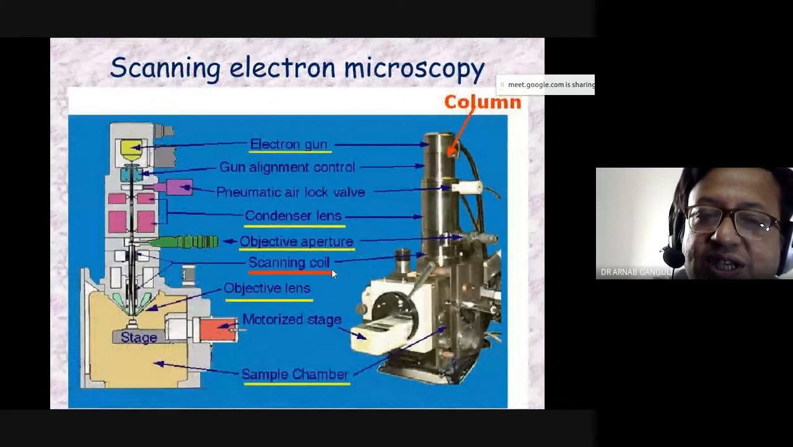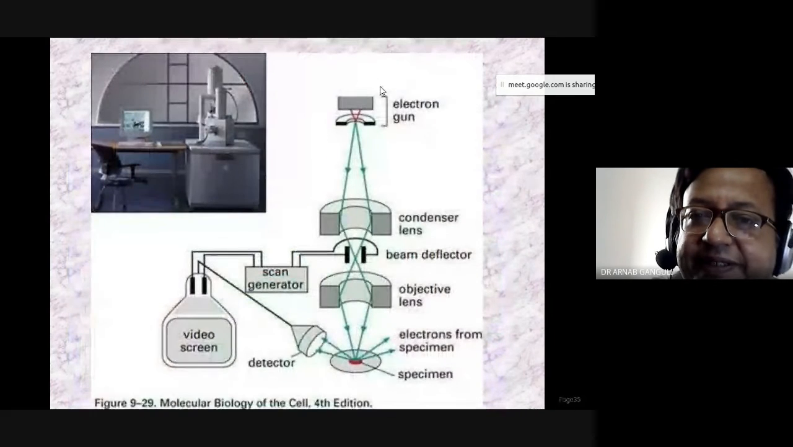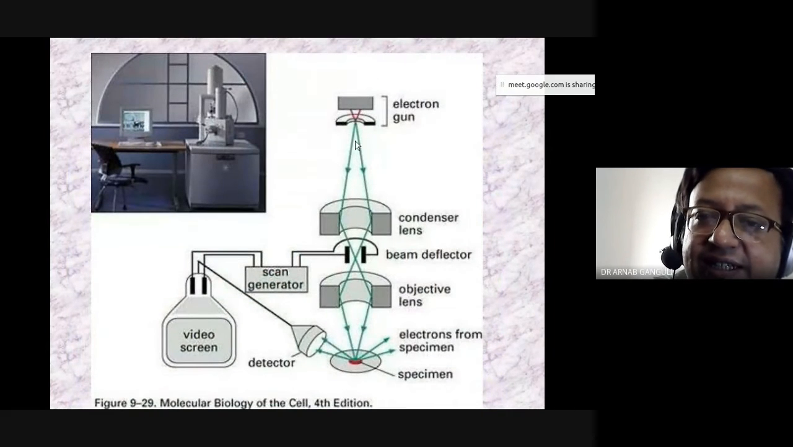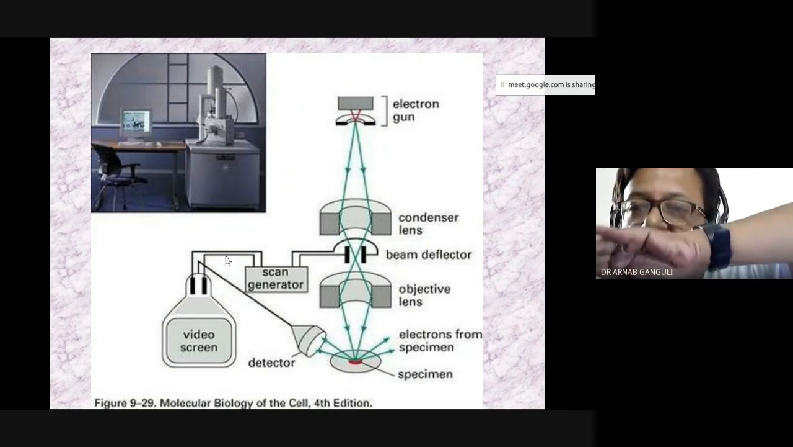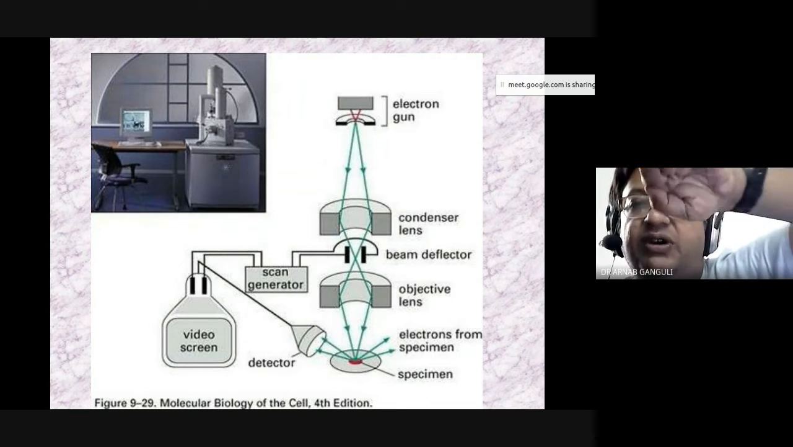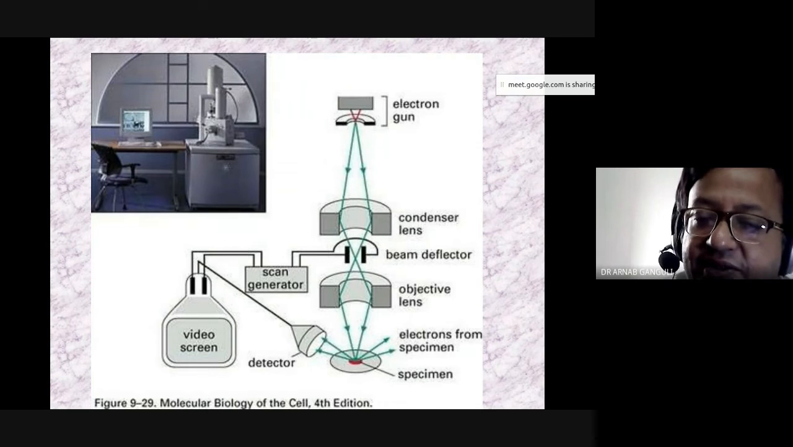Now let us go to scanning electron microscopy. So what happens is, from this electron gun, there is this condenser, the electron goes, the beam is deflected, it falls on the specimen, and these electrons are scattered. And these scattered electrons are measured. So depending upon the amount of scattering, you can get how tilted or how uneven the surface of the specimen is. This is scanning electron microscope.